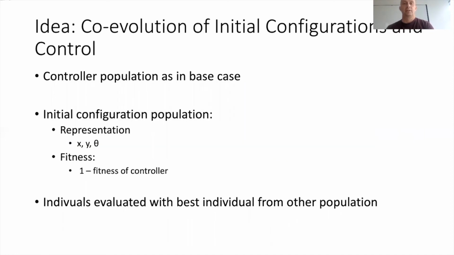So the simple idea I had here, based on the child, was to use co-evolution. Now I have a population of controllers, and I also have a population of starting configurations. So where should the robot start in the environment? The representation is simple: X, Y position of the robot, and the orientation. And the fitness of a configuration is basically 1 minus the fitness of the controller. Then I evolve them in a classic co-evolutionary setup where the individuals of one population are evaluated together with the best individual from the other population, and then vice versa. And then you get, hopefully, an arms race going of configuration versus controller.